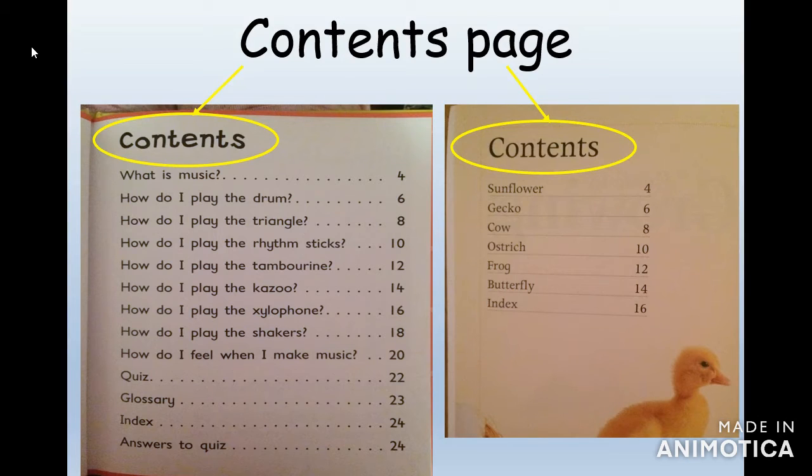So this is a contents page. We've spoken a little bit about this in class already. So it gives you the title of the page. So for example, on the first picture, it says, "What is music?" That's the title of the page. And if we want to go straight to that page, it will tell us that we go to page 4 and we can find out what music is. Or if we wanted to find out about frogs, so if we look at the second picture, I would go down to the word frog and it tells me that information about frogs is on page 12, so I could just skip right to that page.